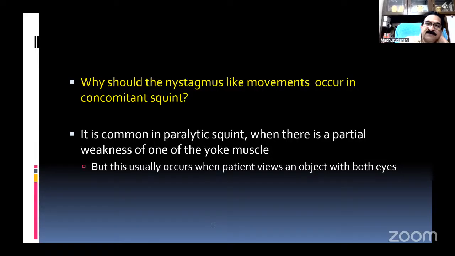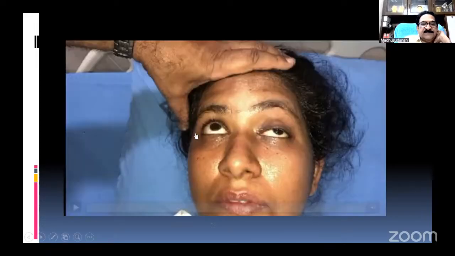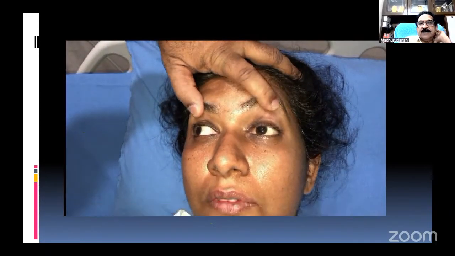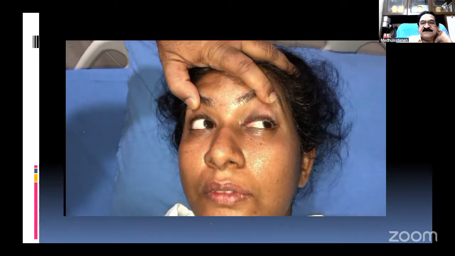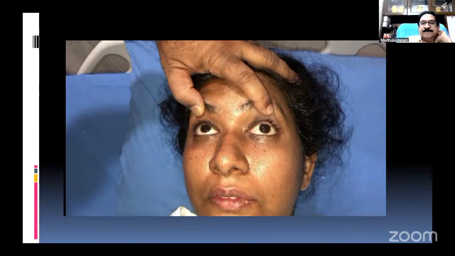I'll show you another case. This lady had presented with headache followed by diplopia. In fact, she was going to have... you can see, what is the finding here? You've got ptosis on the left side, adduction failure, depression failure.